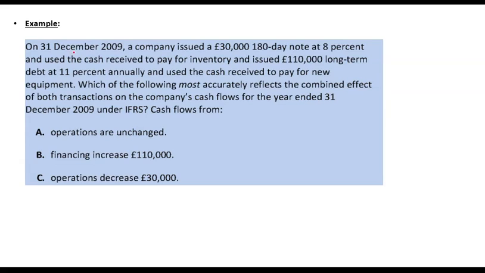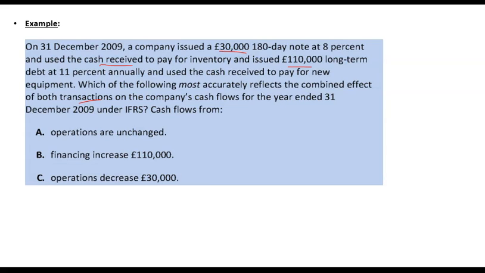Moving on, on 31st December 2009, a company issued a 30,000 pound 180-day note at 8% and used the cash received to pay for inventory, and issued 110,000 pound long-term debt at 11% annually, and used the cash received to pay for new equipment. Which of the following most accurately reflects the combined effect of both transactions? So A, B, C, दोनों transactions का combined effect क्या होगा on the cash flow statement of the company?